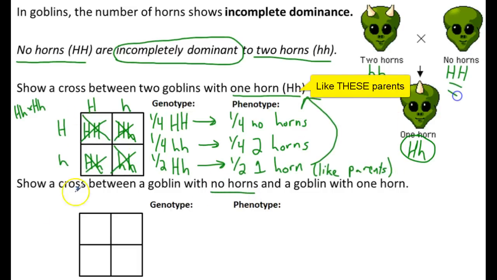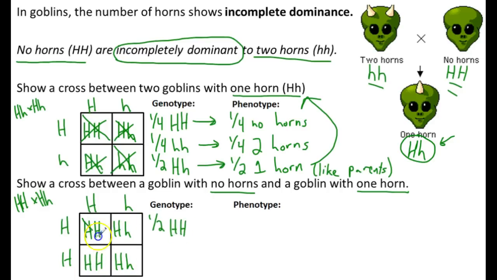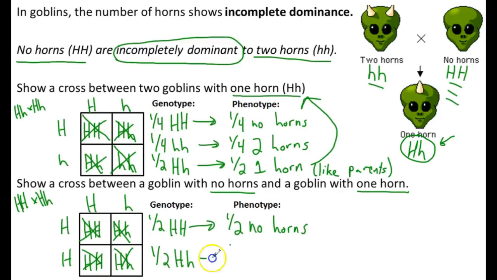All right, so let's show a cross between one with no horns and one with one horn. So no horns, big H, big H, one horn, big H, little h. So homozygous dominant and heterozygous, fill in the Punnett square and then do the genotype counts. I'm going to get for this, half will be homozygous dominant, half will be heterozygous. So the homozygous dominant one, that would be no horns, and the heterozygous would be one horn.